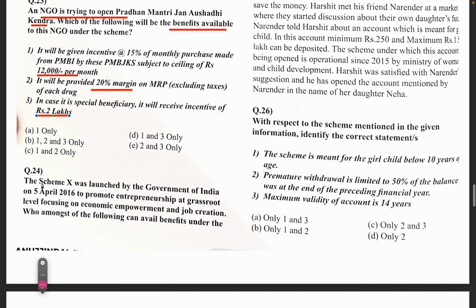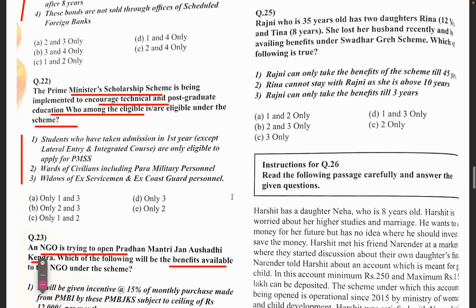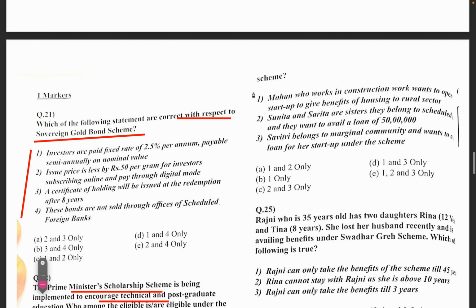Okay, now again, Scheme X was launched by the Government of India on this particular date to promote entrepreneurship at the grassroots level, focusing on economic empowerment and job creation. Who among the following can avail the benefit? Again, it is on the eligibility part, but now they have added practical statements. So they are asking, okay, this is a scenario, you tell if this scheme is applicable or not.